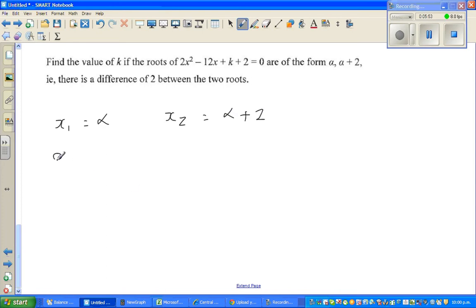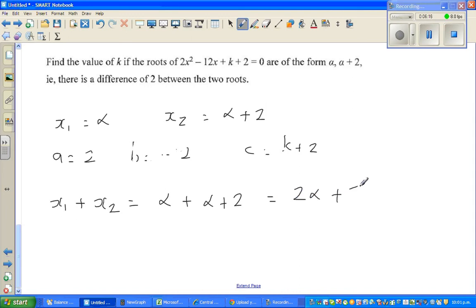So let us write what is a. A is 2. What is b? B is negative 12. And what is c? C is k plus 2. So what is x1 plus x2? So x1 plus x2 is alpha plus alpha plus 2. Am I right? Which is 2 alpha plus 2.